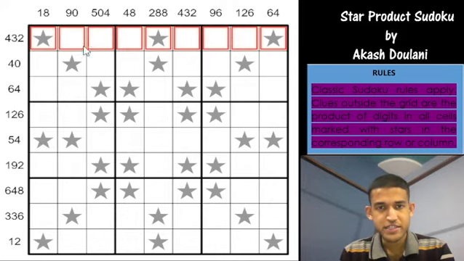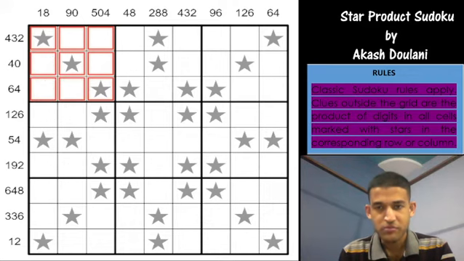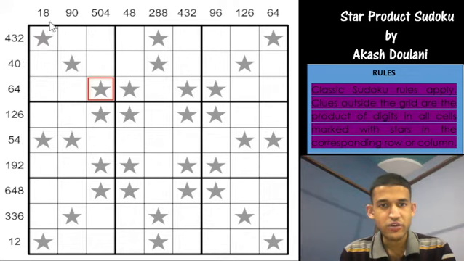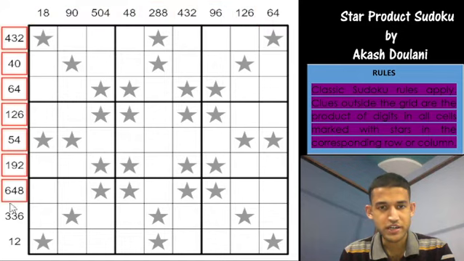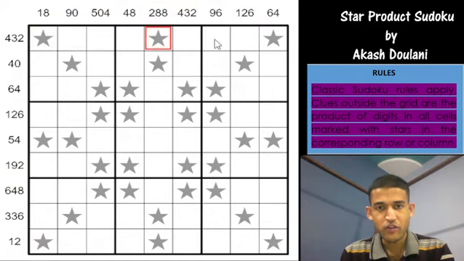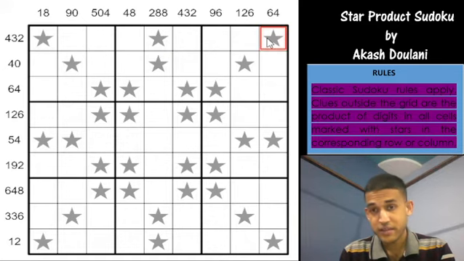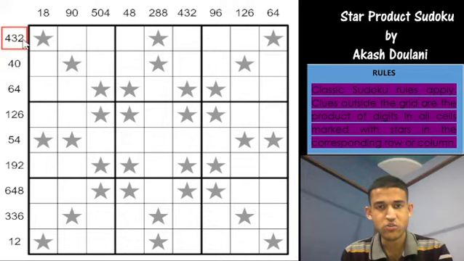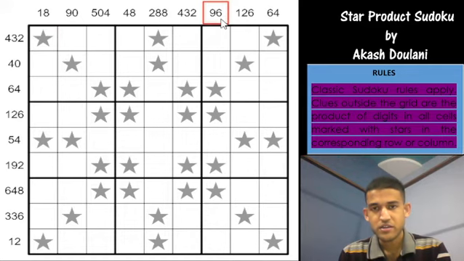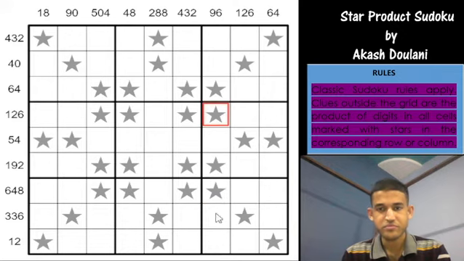Classic rules apply. Each row, each column, and 3 by 3 box in the grid has digits from 1 to 9, no repetitions, and you can see that there are clues given outside the grid. Now what do these clues signify? They are nothing but the product of the digits in the cells which contain stars. So for example, if you take row 1, you have 432 outside. So 432 is the product of the cells in these 3 stars. And similarly, let's say you take this column, 96 is the product of the cells inside these stars, right?